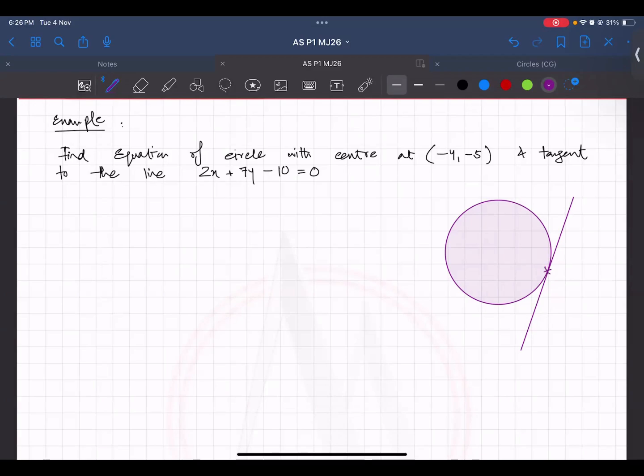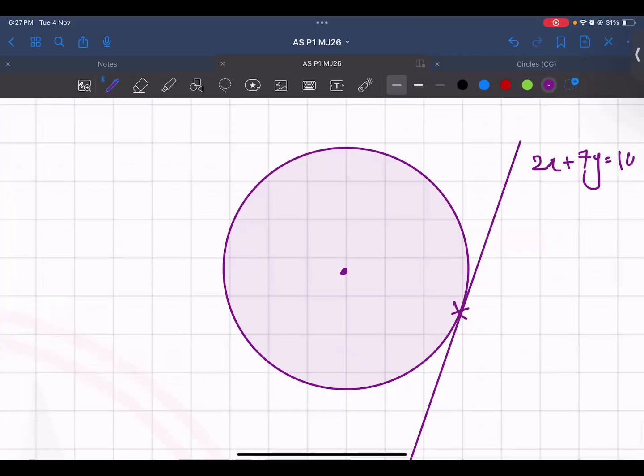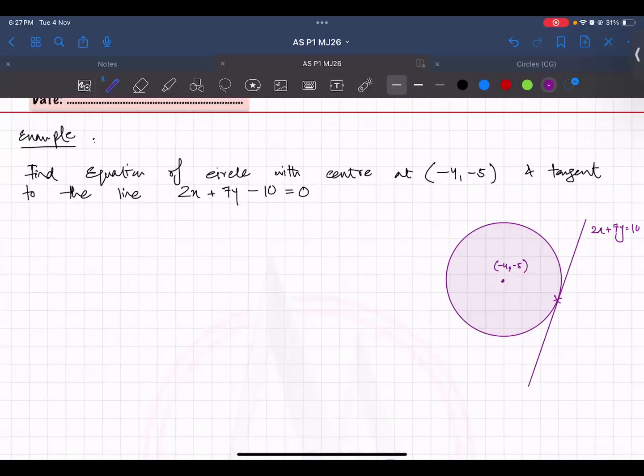So we have this tangent. The equation of the tangent is 2x plus 7y is equal to 10. So this tangent is given to us and the center is given to us, minus 4 comma minus 5. So we have to somehow get the radius. We already have the center. We don't know the radius of this circle, right? We have the center, we don't know the radius.